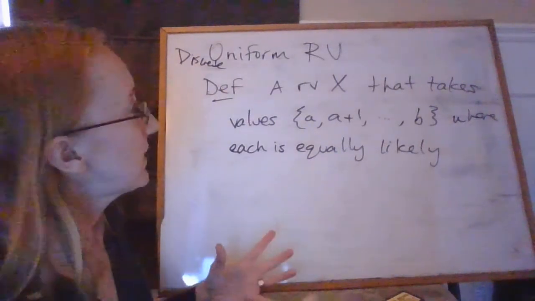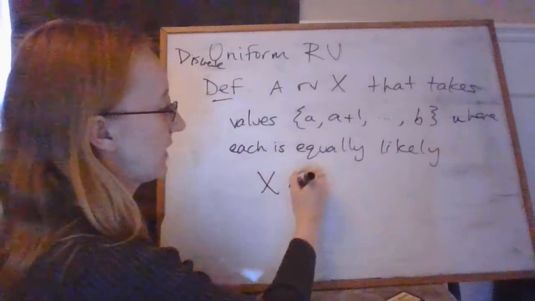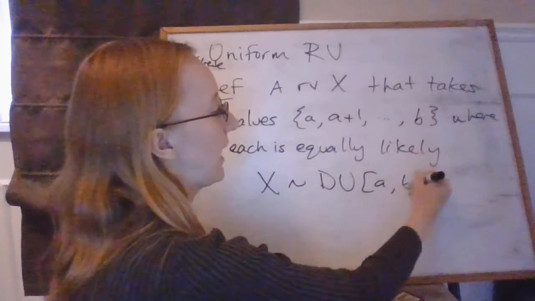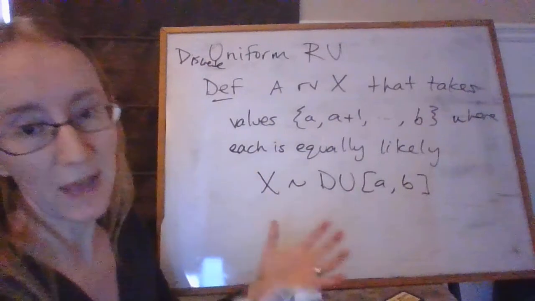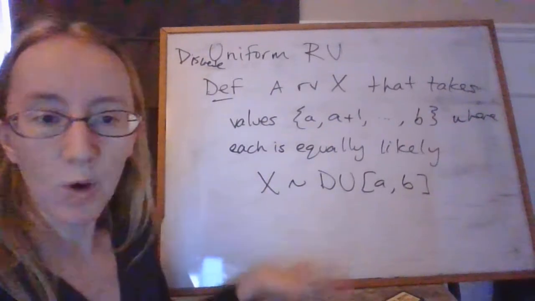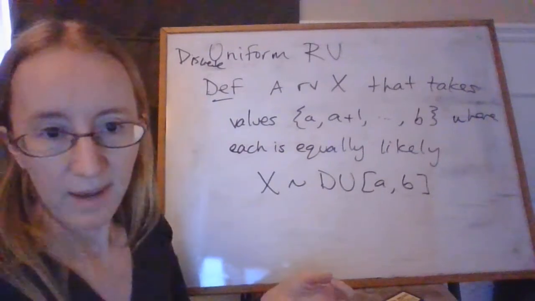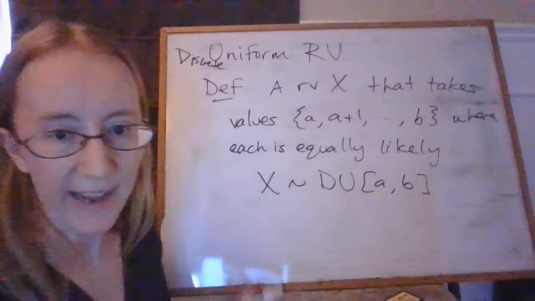So the idea with this discrete uniform random variable, notation-wise, you might see this written like this. X follows a discrete uniform random variable on [a, b]. I use square brackets there because we want to include both endpoints. So for example, if you roll a fair 6-sided die and X is the number that shows up, then X would be discrete uniform on [1, 6] with square brackets.